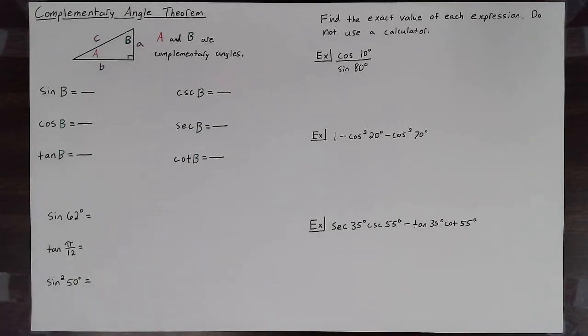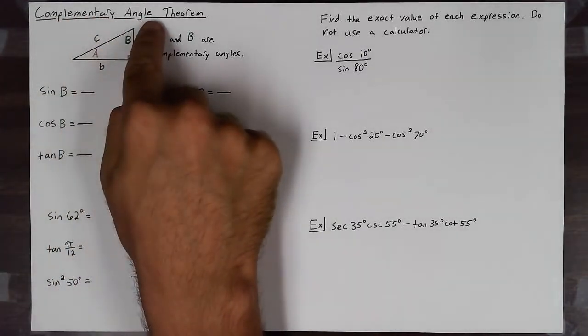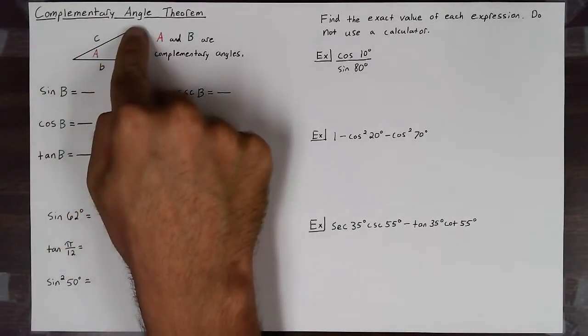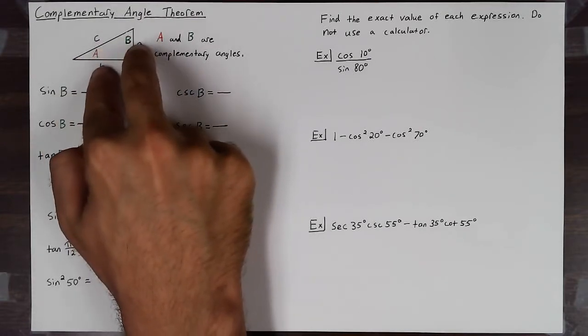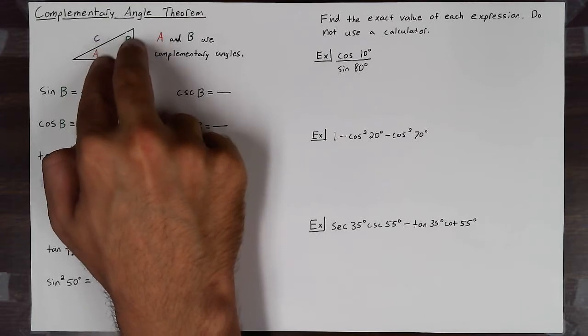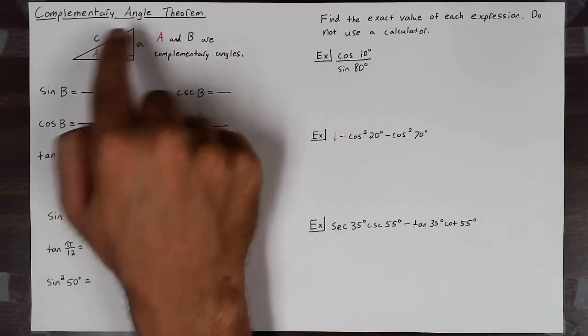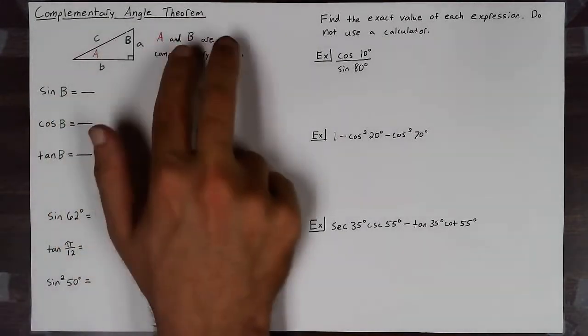In this video, we're going to learn about the complementary angle theorem and how to use it. So what is the complementary angle theorem? Well, I drew a right triangle, and the one thing I want to point out is that besides the right angle, the other two angles would be the other 90 degrees of the 180 degrees of that triangle, making them complementary angles.